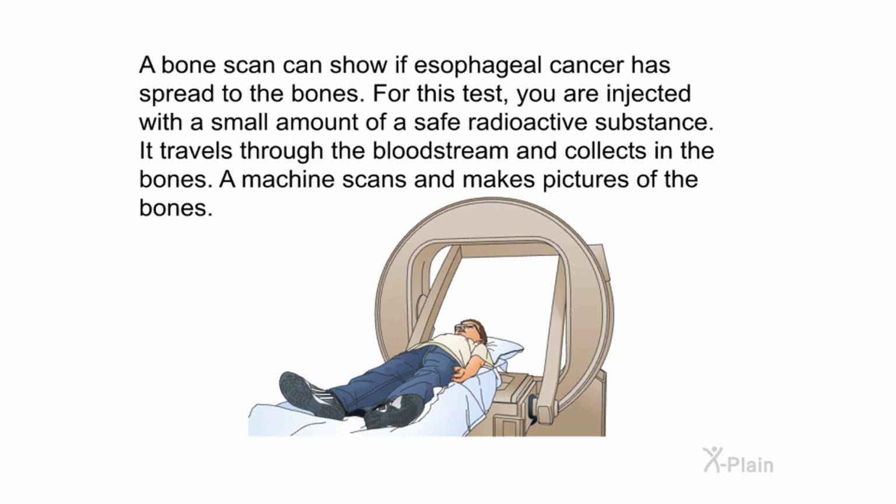A bone scan can show if esophageal cancer has spread to the bones. For this test, you are injected with a small amount of a safe radioactive substance. It travels through the bloodstream and collects in the bones. A machine scans and makes pictures of the bones.